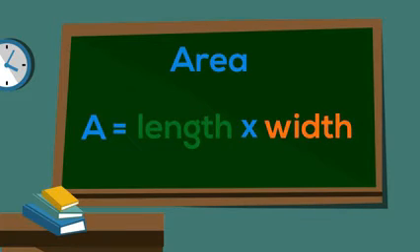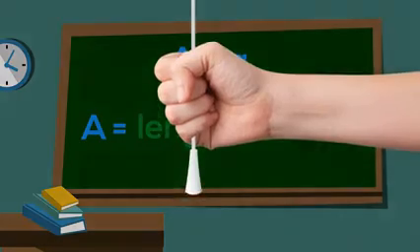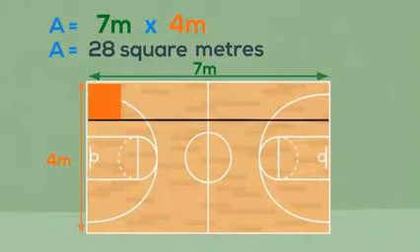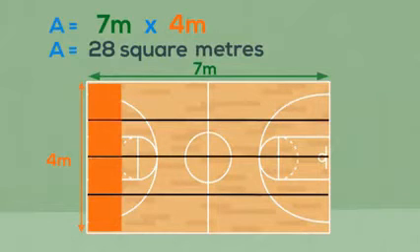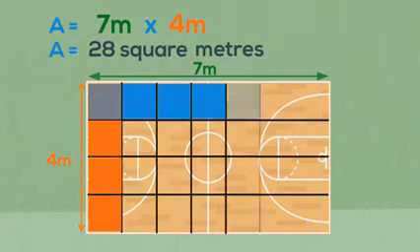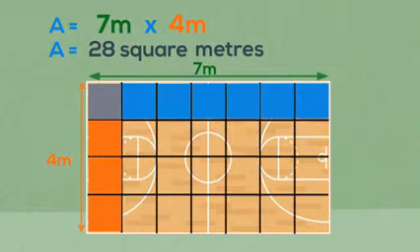But let's go back to our last example to see why this works. We know that we have 4 rows, each with 7 squares. 7 times 4. We can see that 28 squares fit perfectly over the area. So, the area is 28 square meters, or meters squared.